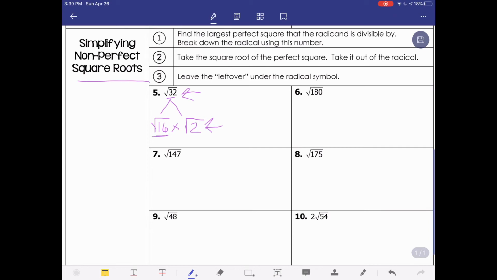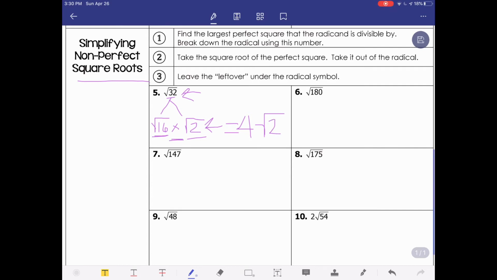I know that I can complete the square root of 16 because it is a perfect square. So the square root of 16 is going to give me 4. And then I have times radical 2. 2 is not a perfect square, and I don't want to deal with a messy decimal because we're just simplifying. So I'm going to leave that 2 under the radical. I'm going to be left with 4 times radical 2.